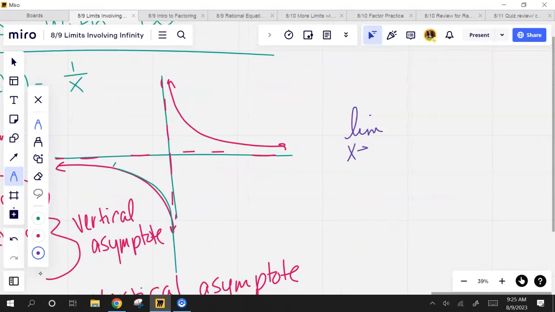Horizontal asymptote is a little bit different. What if I asked you to approach infinity here? What happens as x goes to infinity? Now I'm getting into more of an end behavior kind of thing. 0, that's exactly right. It's approaching 0. You see that? As only on the right side, but that's positive infinity, right? So as I get closer and closer to positive infinity, this is getting closer and closer to 0.